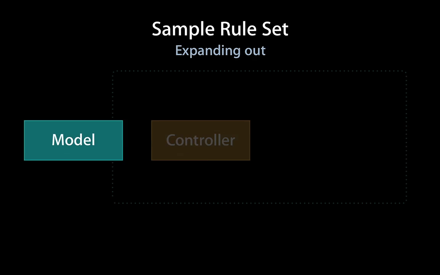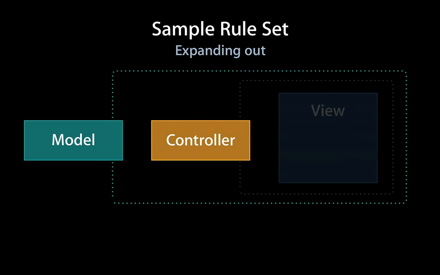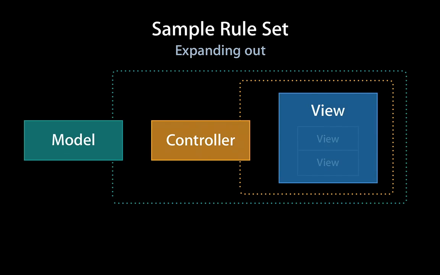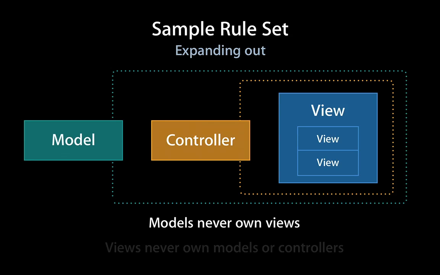So now expanding out that rule a little bit further. A model creates a controller. The controller might make the view. The view might have some subviews. Another rule that I might have is that models never own views directly except through controllers, and that views never own model or controllers. It's always that direction, going from the model to the view. That sort of ownership direction goes from one side to the other and never back. And again, that might make sense for my application.